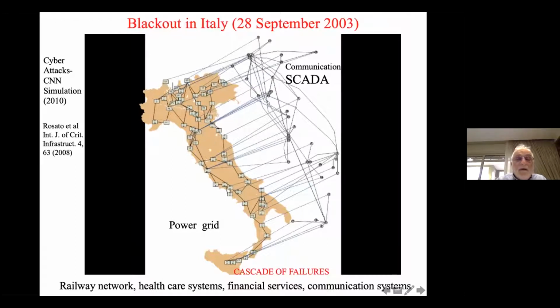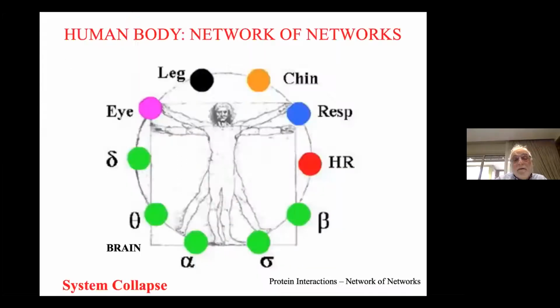And then not only did this system fail, the railway did not work, the healthcare system didn't work, and financial services, communication, it was a day without any functioning infrastructure. To understand this, also the body, you know, our body is also a system of systems.